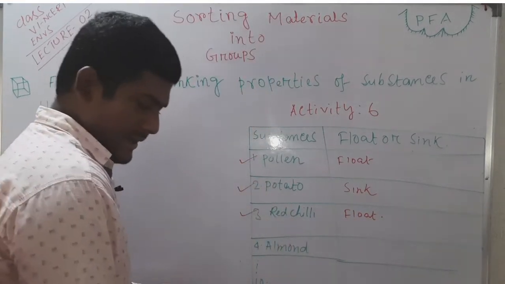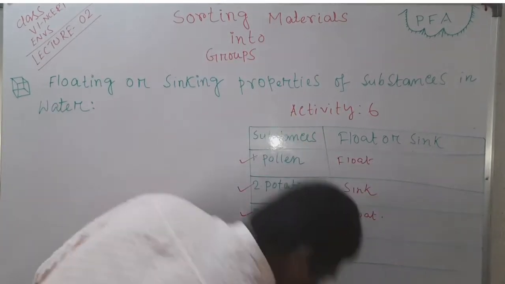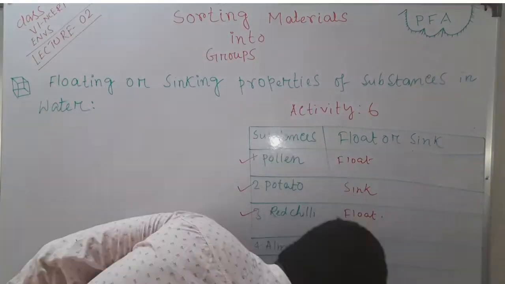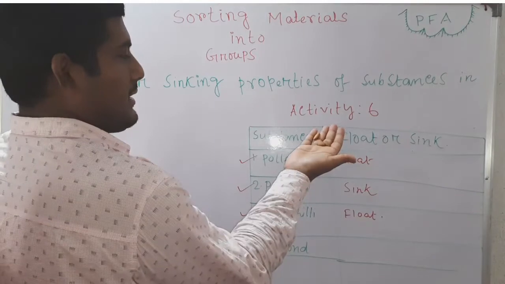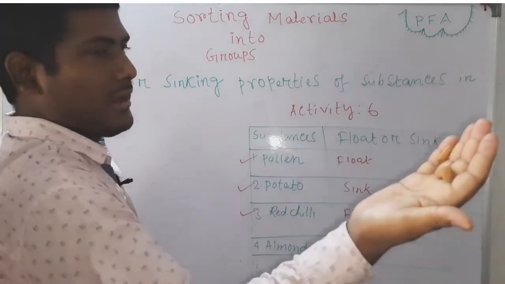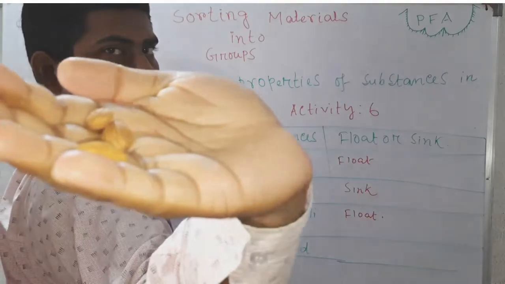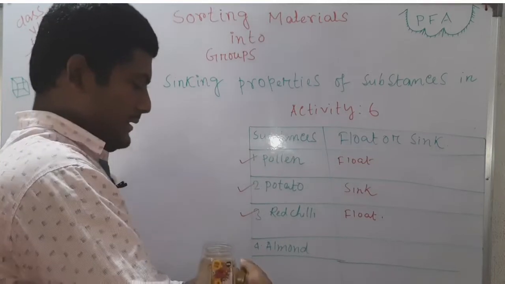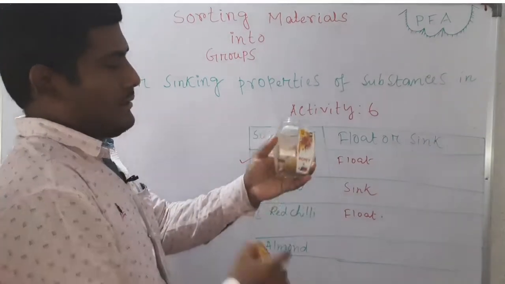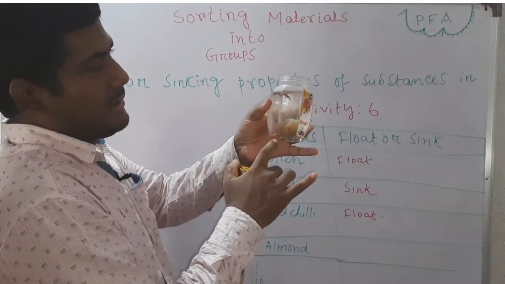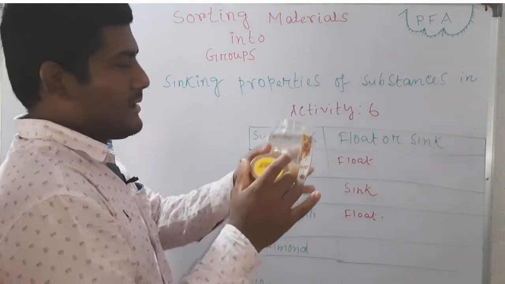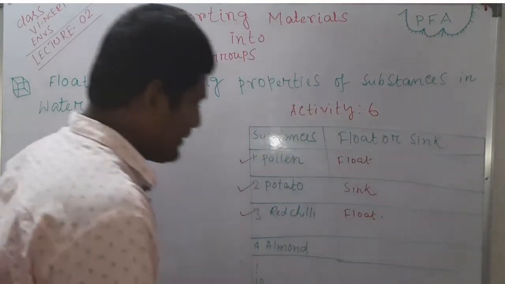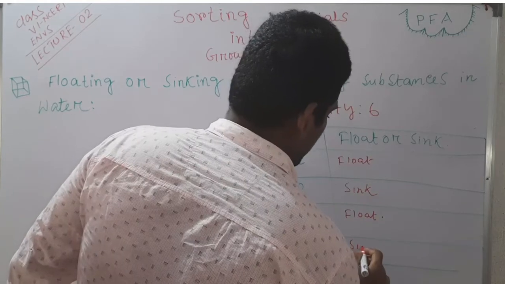Similarly, I took 2 pieces of almonds. You are seeing that these are almonds. Is it visible to you or not? Okay, so I will pour this almond into the jar. Now I poured this. Now carefully see that this almond goes to the bottom of the jar. That means the almonds sink in water. So you have to write sink here.